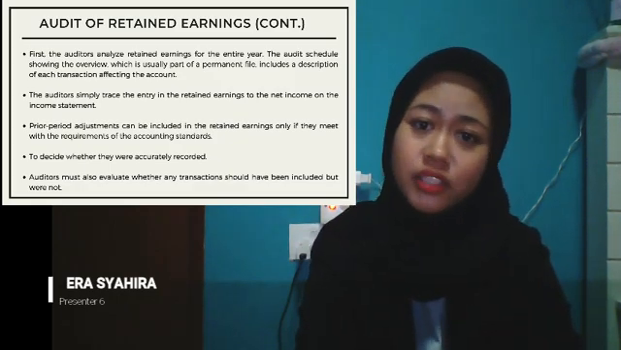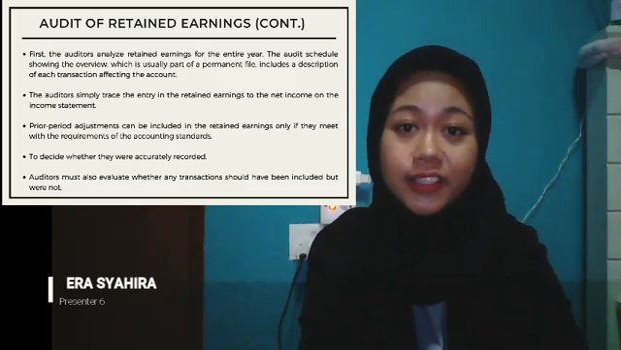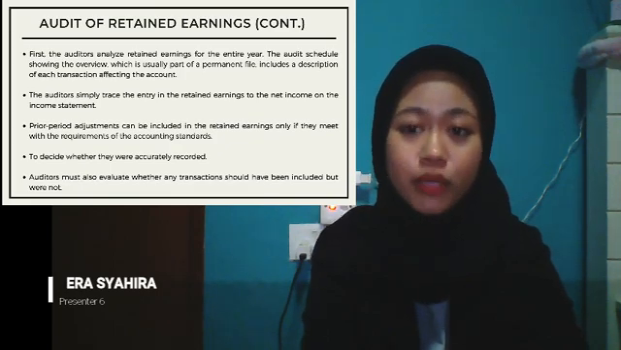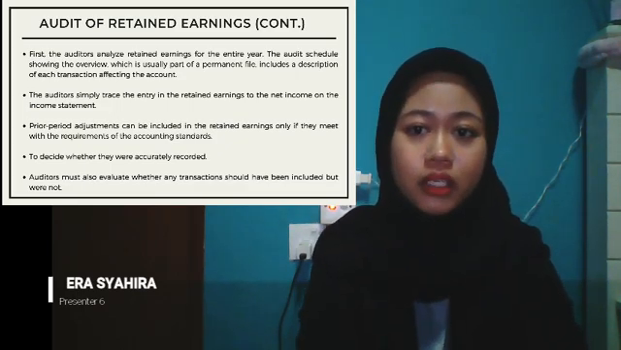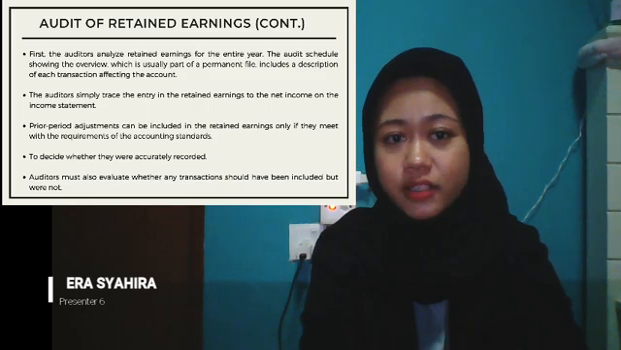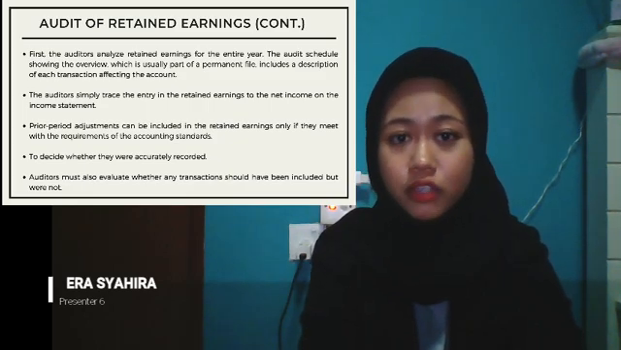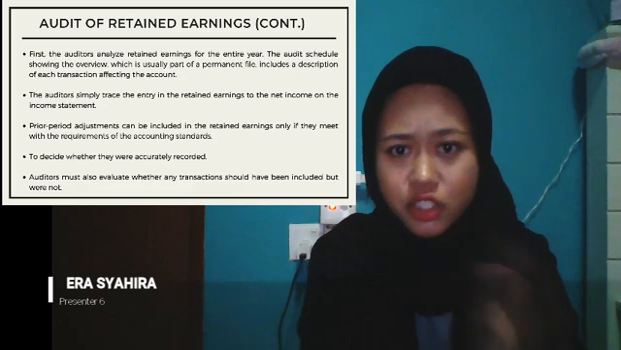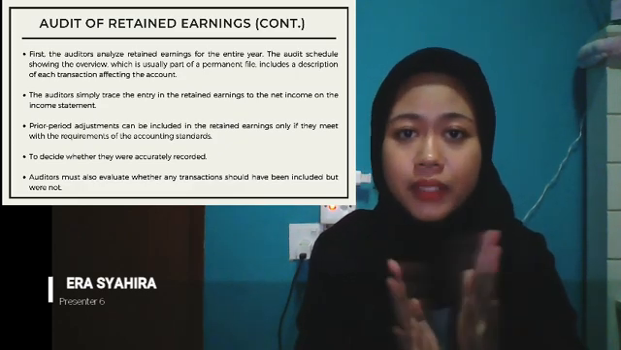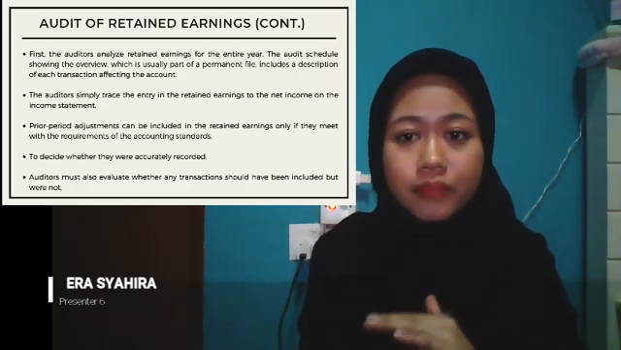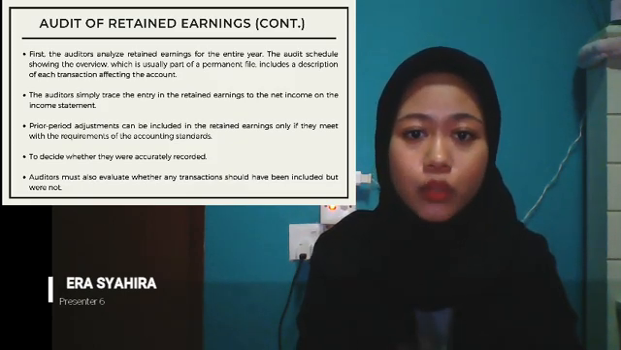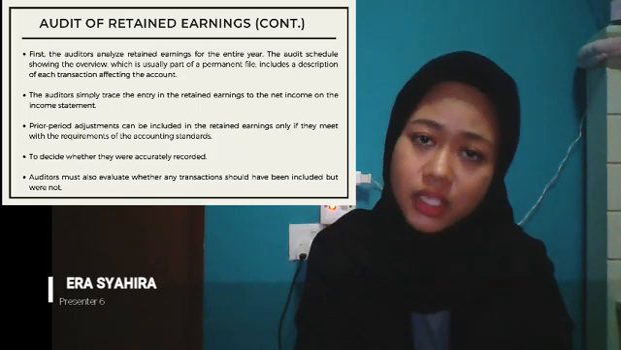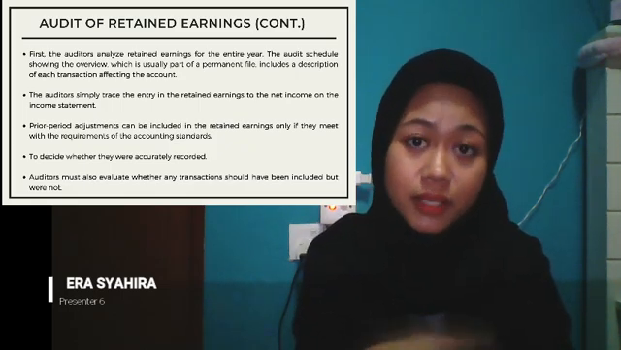Another important consideration in the audit of retained earnings is evaluating whether there are any transactions that should have been included but were not. For example, if the client declares a stock dividend, the market value of the securities issued should be capitalized by a debit to retained earnings, and the auditor should evaluate whether it is still necessary to have the appropriation as of the balance sheet date.